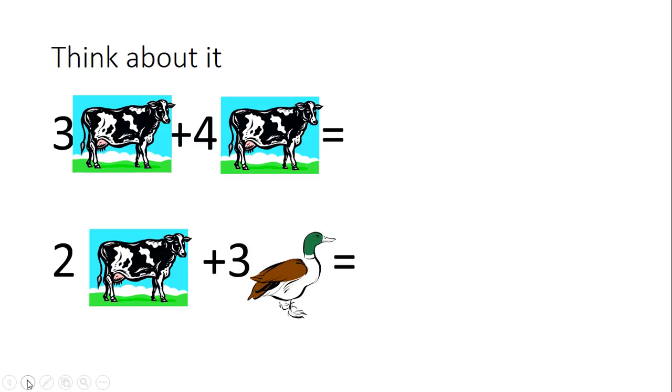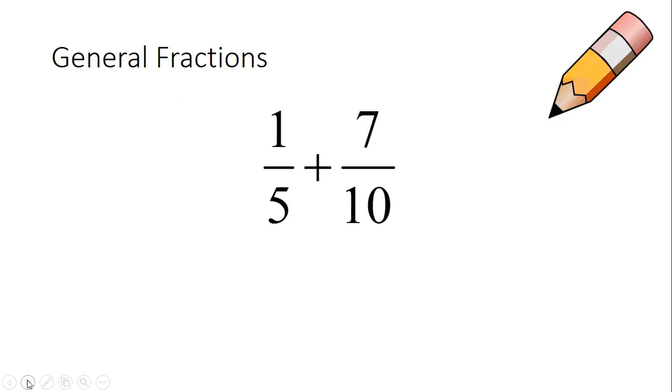So let's think about what it means to be like terms again. What if you have 3 cows plus 4 cows? Well, you'd have 7 cows, right? 2 cows plus 3 ducks has to remain 2 cows plus 3 ducks. There's nothing I can do there because they're not like terms. The same thing goes with fractions. 1/5 plus 7/10 can't be added together because we're not talking about the same thing. There's fifths here and there's tenths here.